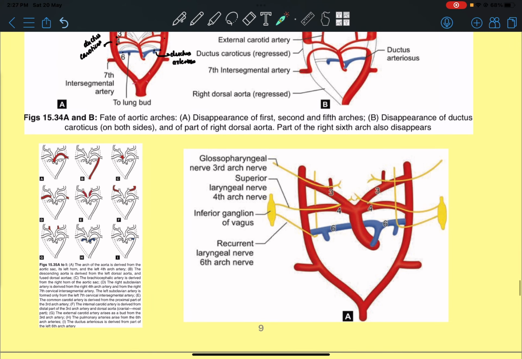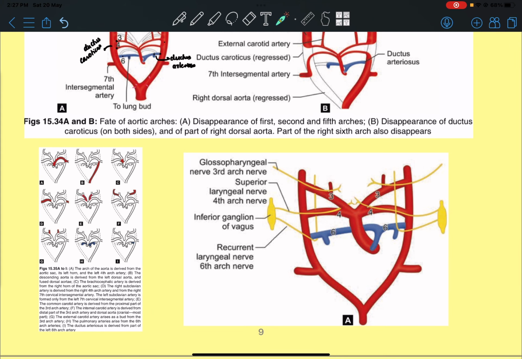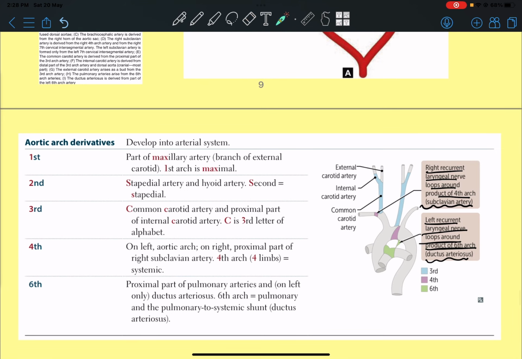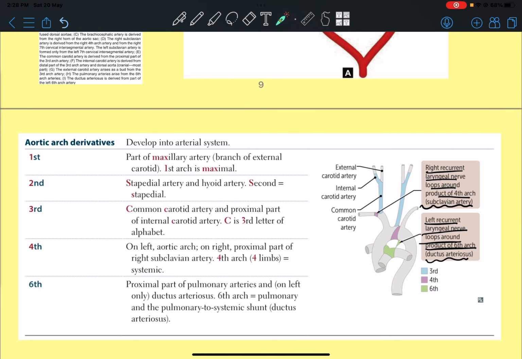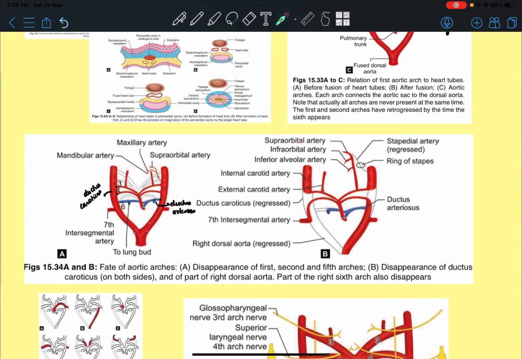So I hope you learned something new. I'm going to make another quick short video on the relation of the recurrent laryngeal nerves, because it is very important and it's also mentioned in First Aid here. So that is why I would like to make a quick short video on that too, which you'll get soon.